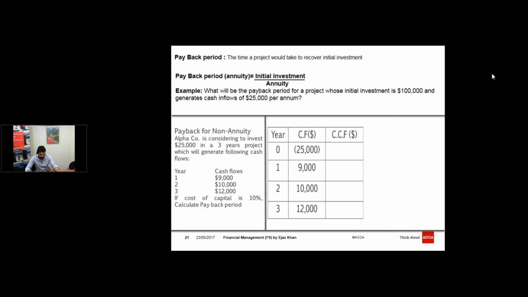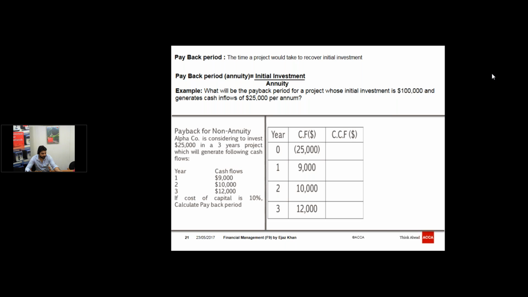We'll start with the payback period today. We had basics of net present value yesterday. We had basics of IRR yesterday. We discussed annuity. We discussed delayed annuity. We discussed advanced annuity, and we also discussed perpetuity. Today, another investment appraisal technique is the payback period.